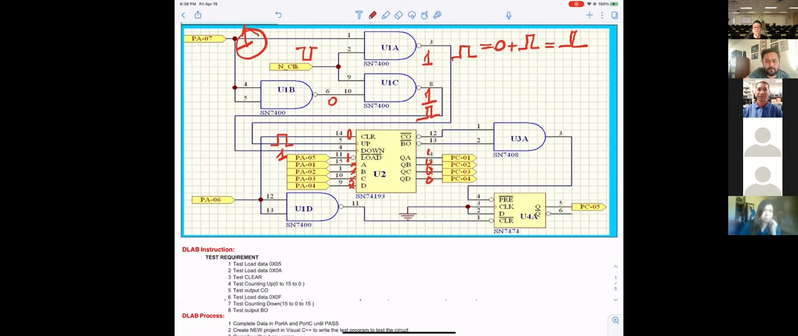CO, BO? Exactly. CO and BO, output. CO being carry out, BO being borrow out. Could you repeat, Mr. Pham, what does it mean, CO, BO? CO, carry out. BO, borrow out.